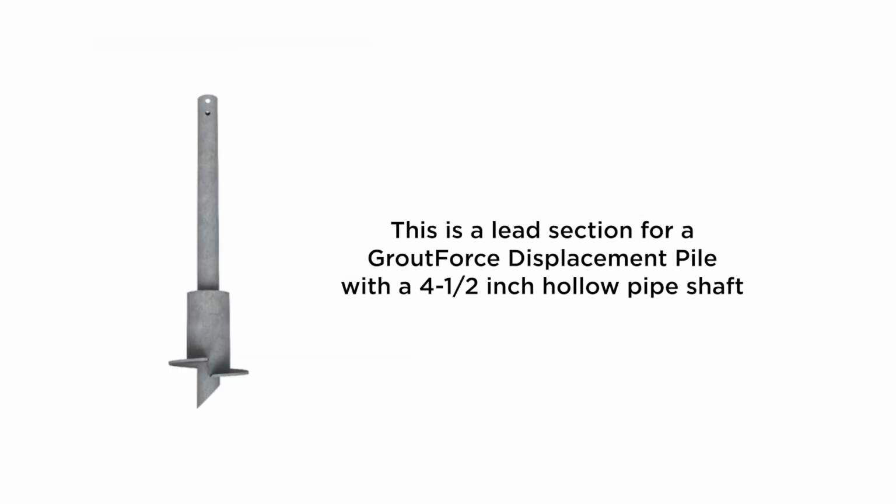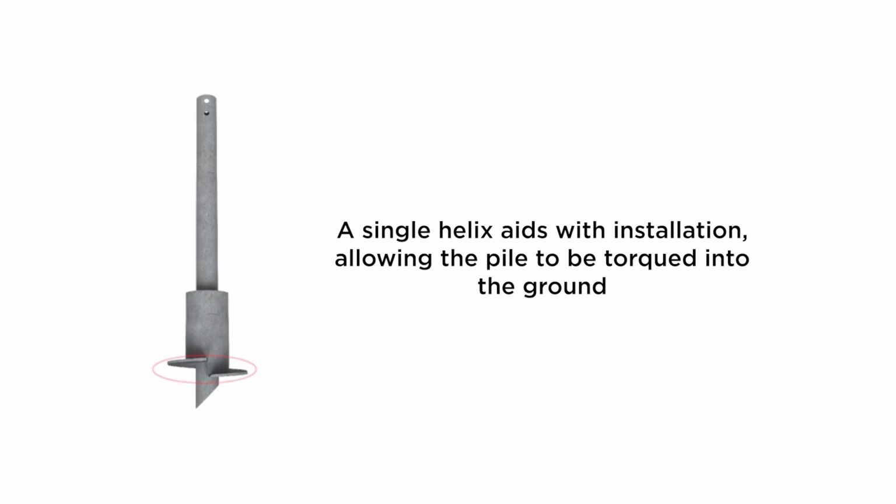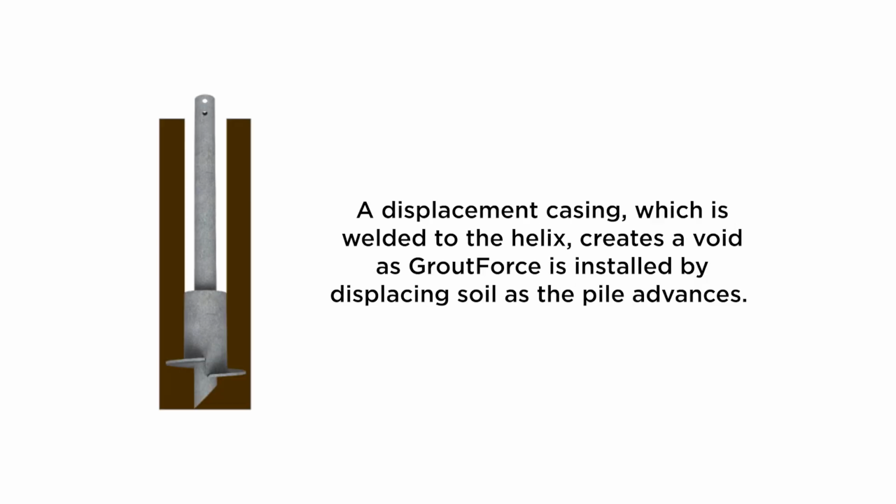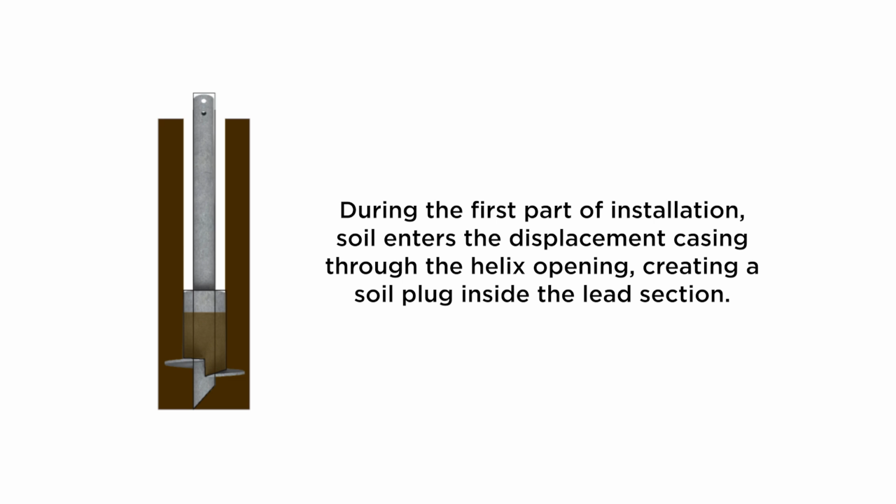This is a lead section for a GroutForce displacement pile with a 4.5-inch hollow pipe shaft. A single helix aids with installation, allowing the pile to be torqued into the ground. A displacement casing, which is welded to the helix, creates a void as GroutForce is installed by displacing soil as the pile advances. During the first part of installation, soil enters the displacement casing through the helix opening, creating a soil plug inside the lead section.